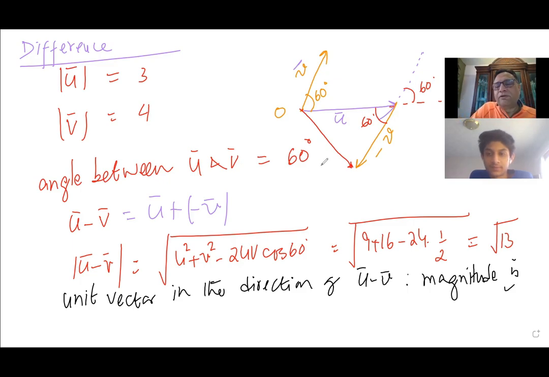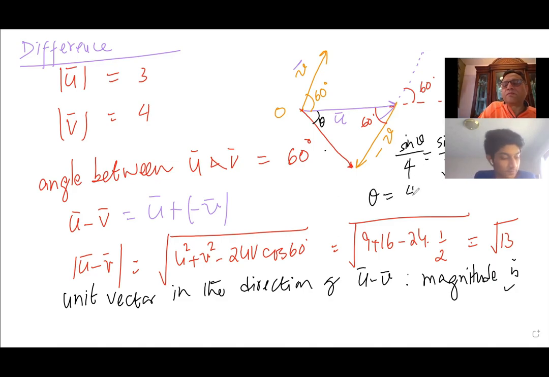Now, definitely, when we've done all this, let's also find the direction which u minus v makes with u. Can you find this direction? Yes, sir. So it is again, v was 4 for us, right? So sine theta over 4 is equal to sine of 60 over u minus v, which we found how much? Square root 13, right? So sine theta over 4 equals sine of 60 over square root 13. So find theta. How much do you get? 73.9.